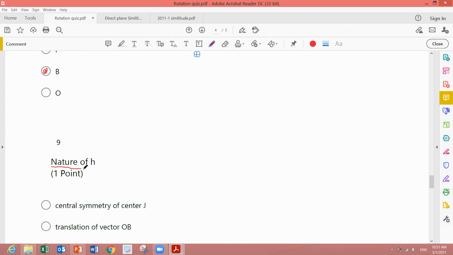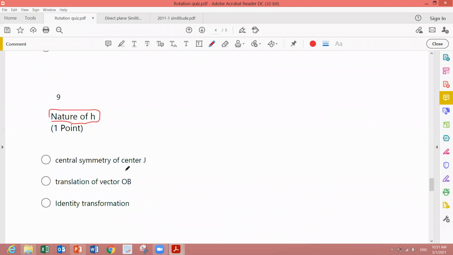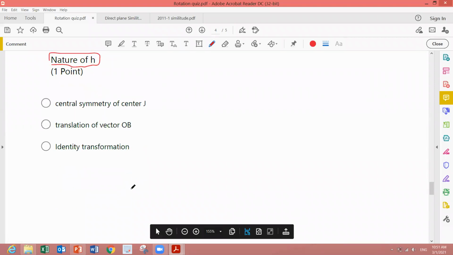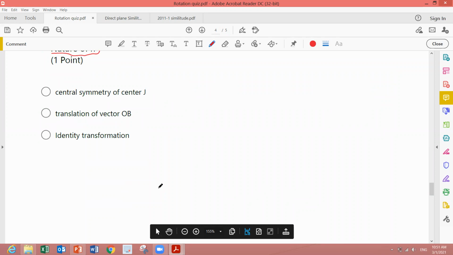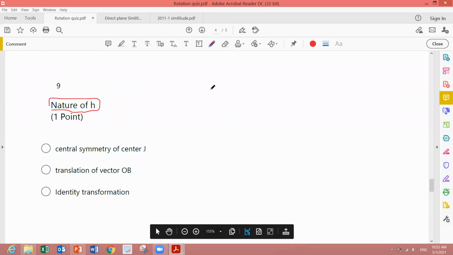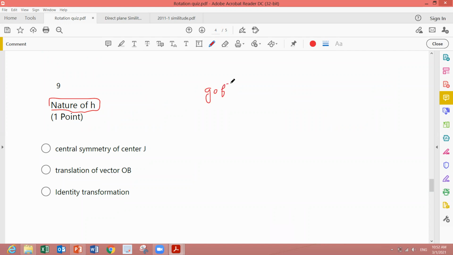Haikaz, what's the nature of H? Central symmetry, translation, or identity transformation? Someone, professor: G of center J round F inverse. What was G? It's a rotation.